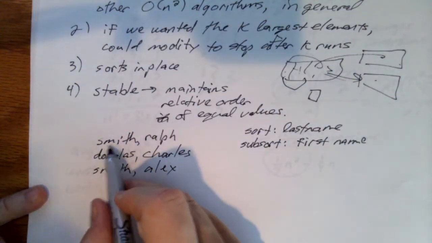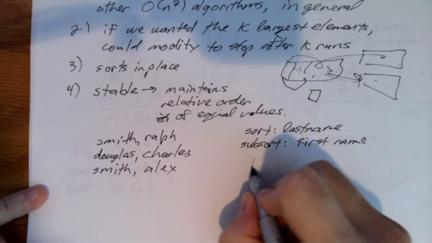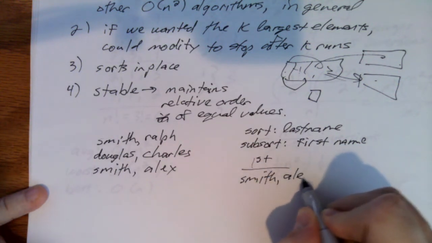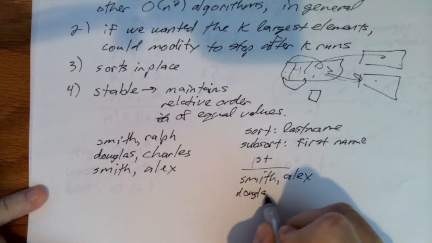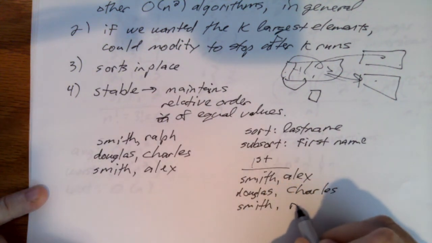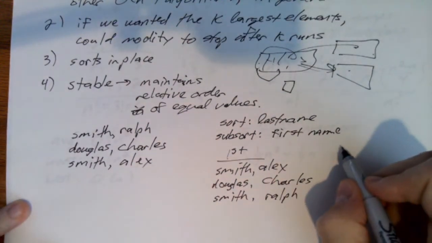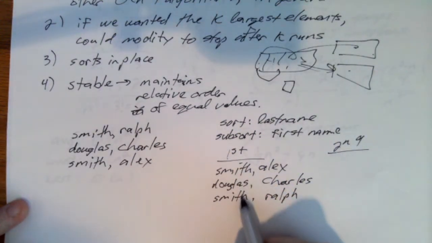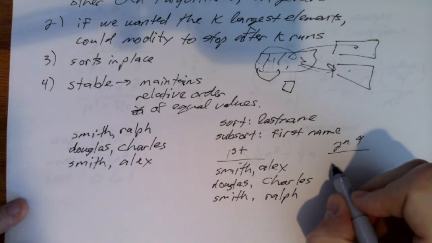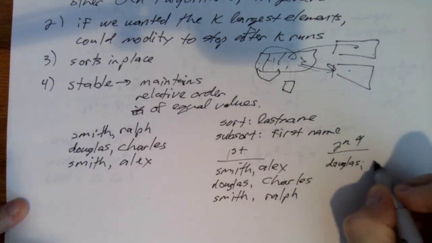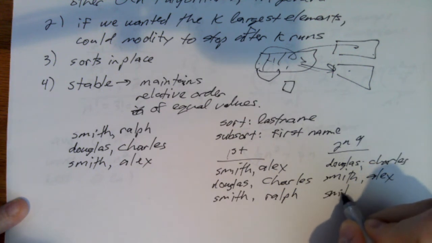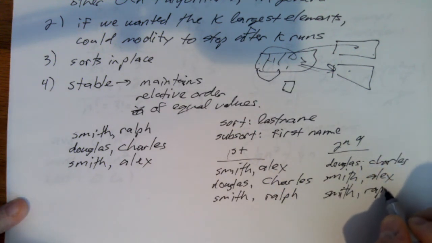Using bubble sort, what you could do is first sort by first name. If you did that, your first sorting would give us Smith, Alex. Then you would get Douglas, Charles. Then you would get Smith, Ralph. And then you would have a second sort of the data where you sort by last name. And because you already have Alex Smith before Ralph Smith, those would go together, so you would end up with Douglas, Charles, and Smith, Alex. And finally, Smith, Ralph.